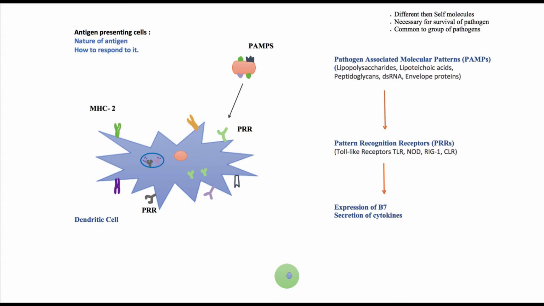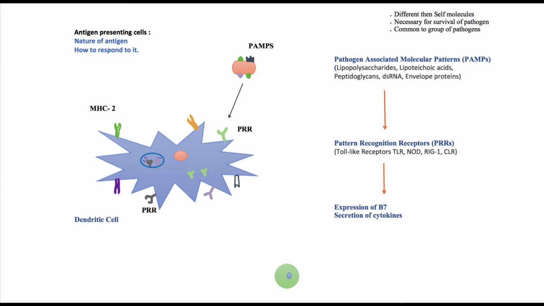Immune response for a pathogen depends on nature of that pathogen. So immune response for a virus is completely different than immune response for extracellular bacteria. So how does immune system recognize which pathogen it is dealing with?